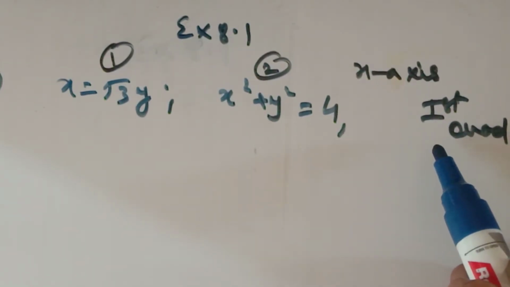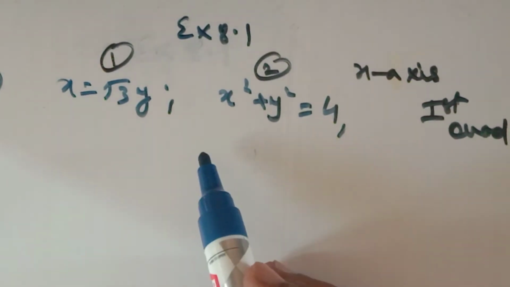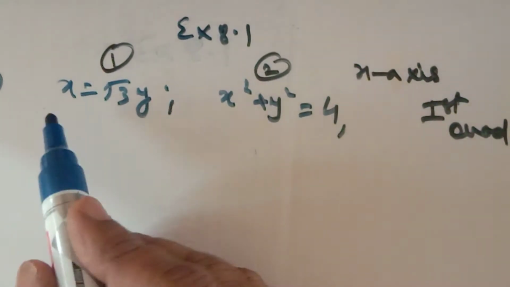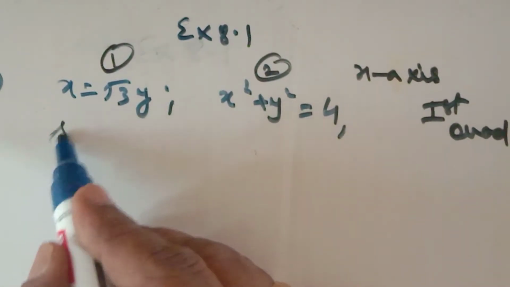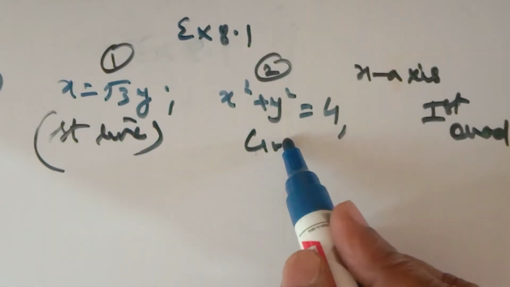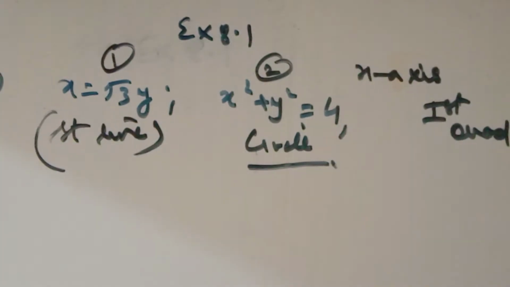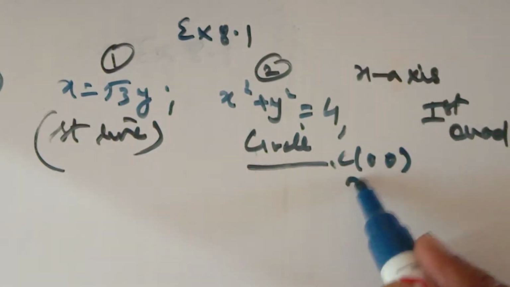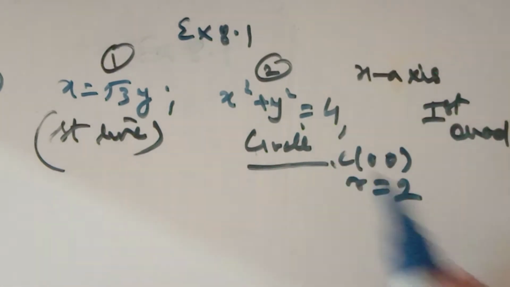Now what you have to do in these types of questions, first of all, you have to check what types of curves these two are. Now x equal to root 3 y is a straight line. It is a linear equation in two variables, a straight line, and this is a circle with center at 0, 0 and radius equal to 2.